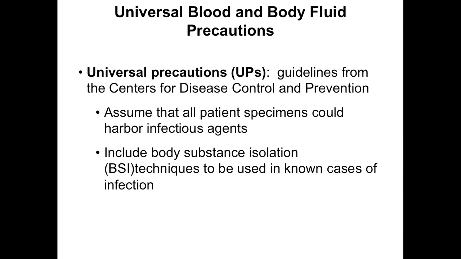So, universal blood and bodily fluid precautions, or universal precautions. This is a guideline from the CDC on a way to prevent illness spread from blood and other bodily fluids. The biggest thing from this is to assume that all patient specimens are infectious. Just because you know someone, or you know that they're not infectious, don't treat their blood any differently than someone else's. Just treat it all the same, and then you have nothing to worry about.